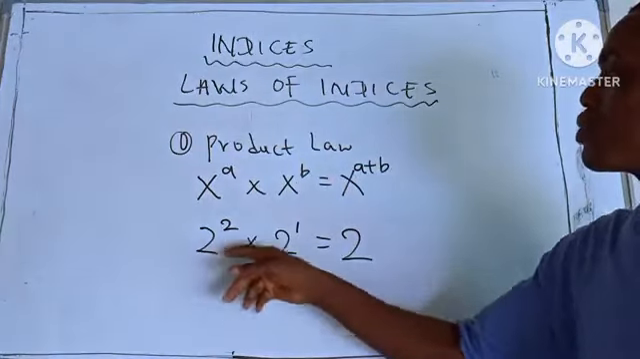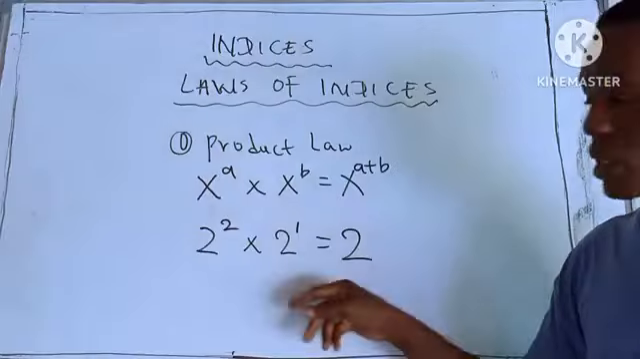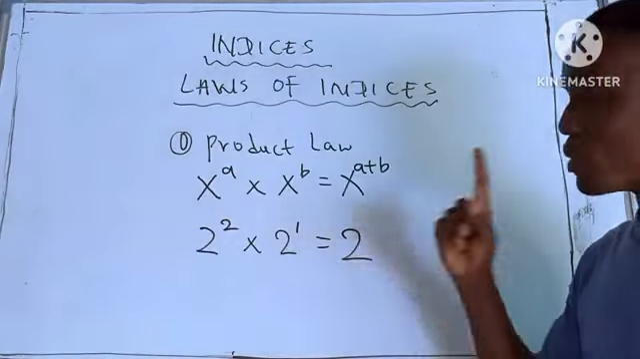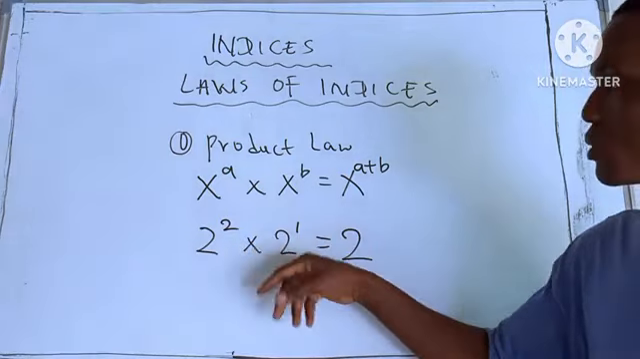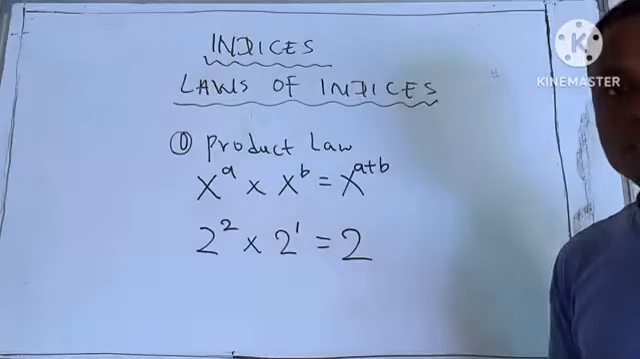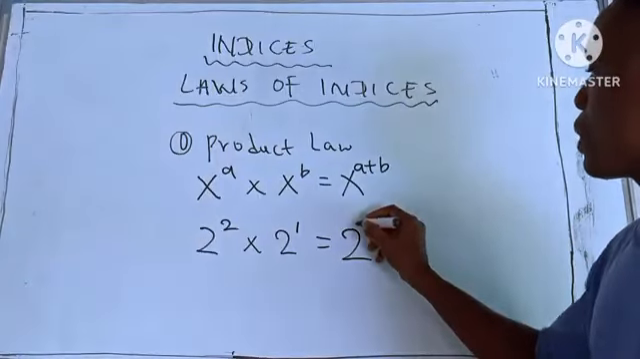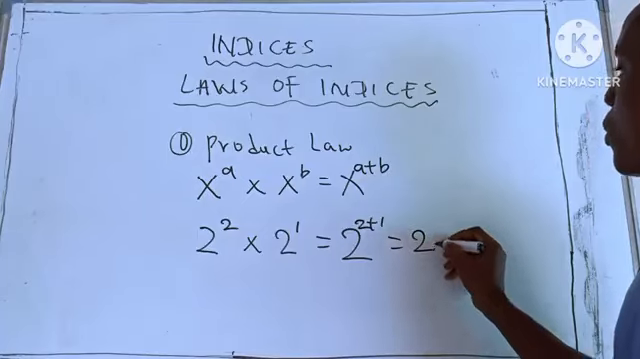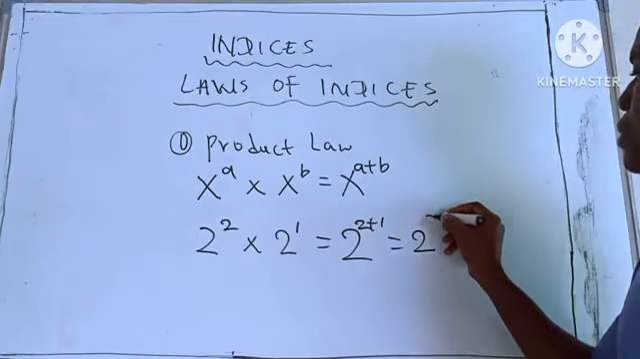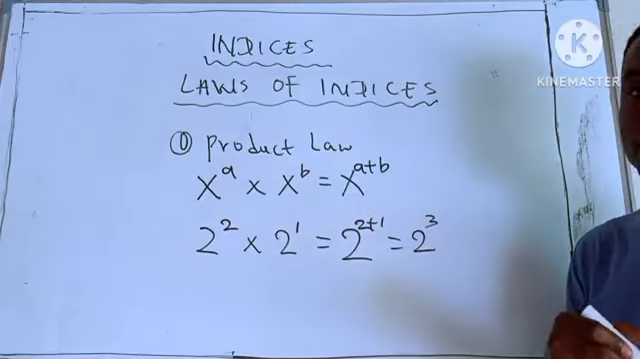Since we have two equal bases, 2 and 2 are the same thing, you take only one. Then since the middle is multiplication, you add up the up numbers. So it will now be 2 plus 1. So we have 2 raised to power 2 plus 1, which is 3. So this is the answer.